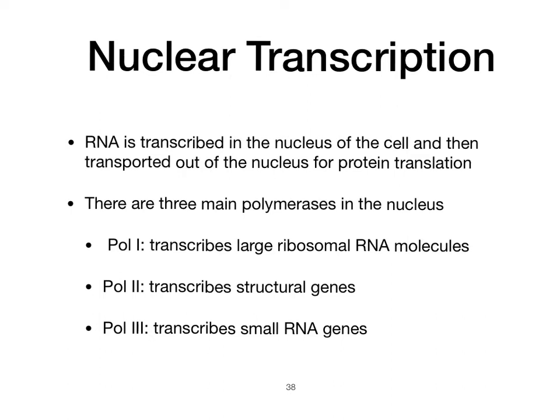So there are three main polymerases. So in this case, we have polymerases that do different things. Pol-1 transcribes large RNA molecules. Pol-2 transcribes structural genes, and Pol-3 transcribes small RNA genes. So the difference between Pol-2 and Pol-3 has to do with the length and the type of information that is encoded within that gene.